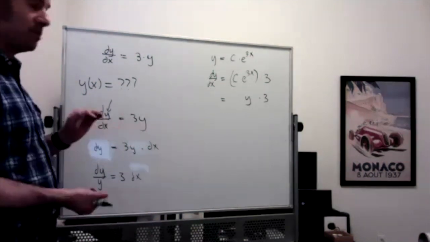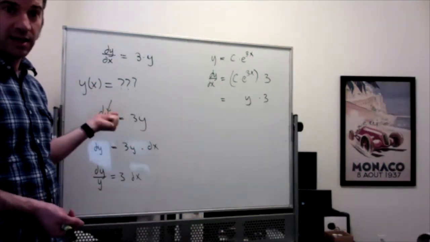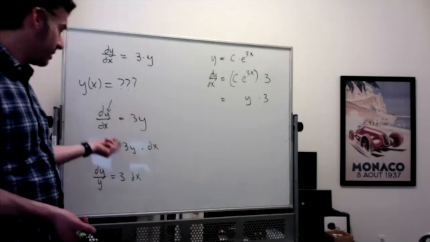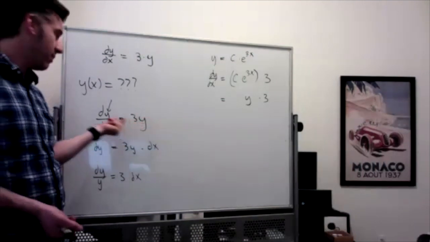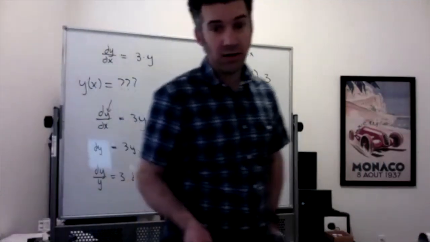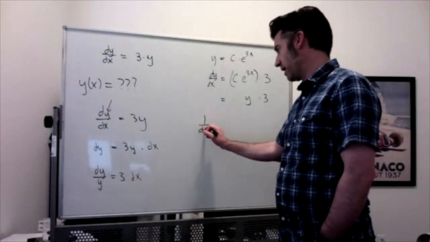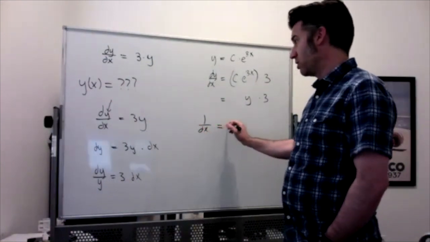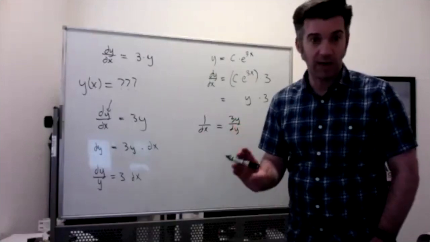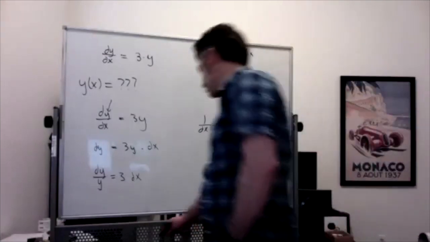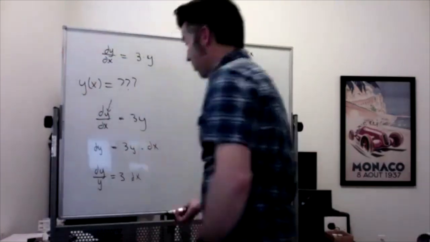It always needs to be true that the differentials dy and dx are not in the denominator. That's why I need to bring the dx up over to the other side and multiply by it. It would be very, very wrong to say that my differential equation was 1 over dx equal to 3y divided by dy. That would not work out well for me.